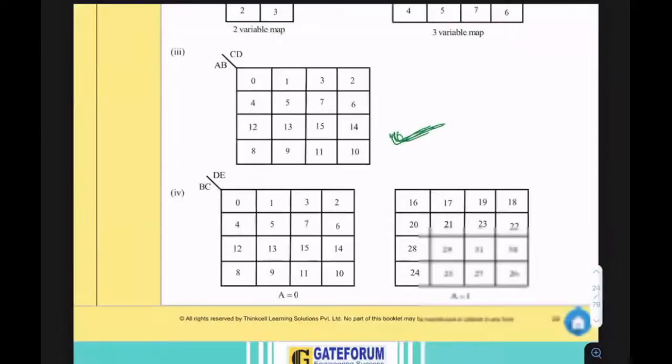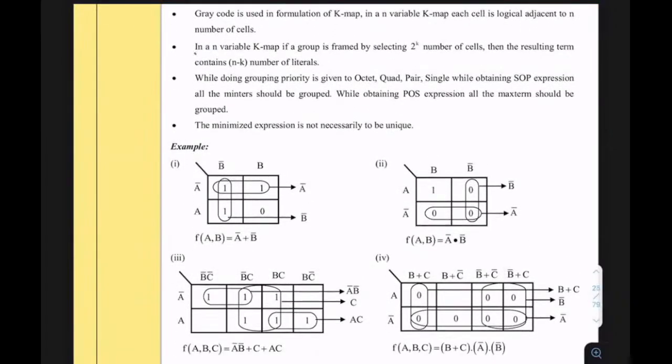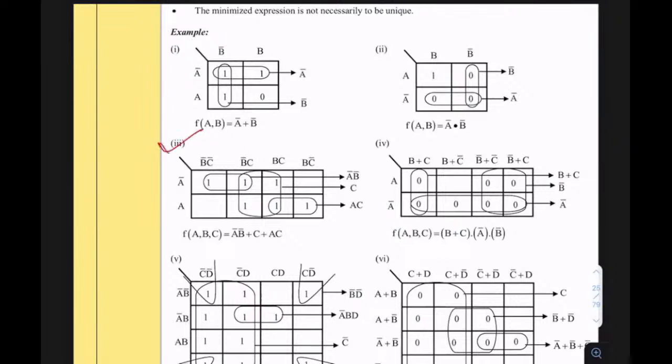To give you a very generic formula, what I can say is, in an n variable K-map, if a group is framed by selecting 2 raised to power K number of cells, then the resulting term contains n minus K number of literals. So for instance, you see this example. It's a 3 variable map. That means n is 3 here, right?